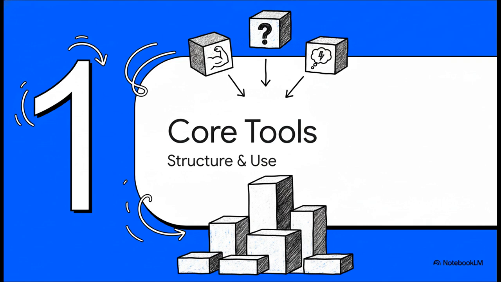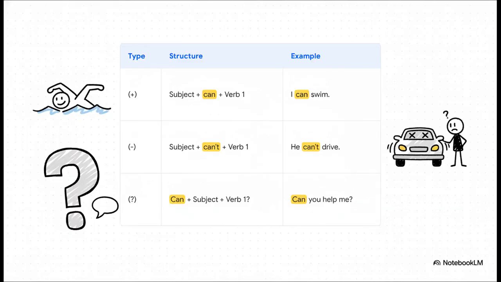In this first part, we're going to look at the essential building blocks. How to actually structure a sentence with can and what its three main jobs are in English. Okay, check out how beautifully simple this is. For a positive sentence, it's just subject, then can, then the basic verb, like I can swim. Easy. For a negative, you just add not to it, so you get can't or cannot. He can't drive. And what about asking a question? You just flip it. Can moves to the front. Can you help me? See? It's the exact same pattern every single time.